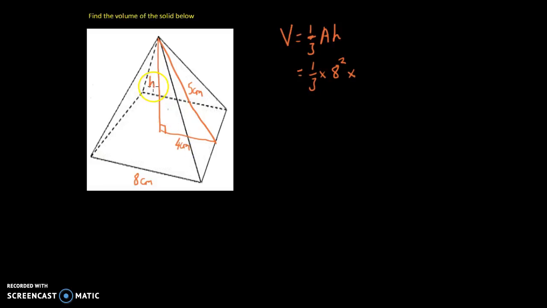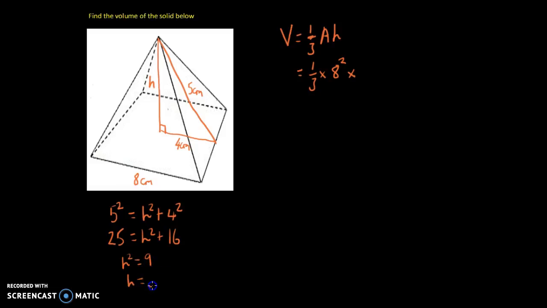So if we want to find h, we're going to use Pythagoras. So the hypotenuse squared, the hypotenuse in this case is 5, remember the hypotenuse is opposite the right angle. So hypotenuse squared, 5 squared, equals h squared plus 4 squared. The hypotenuse squared equals the sum of the squares of the two sides. 5 squared is 25. 4 squared is 16. Subtract 16 from both sides, and we get h squared equals 9.